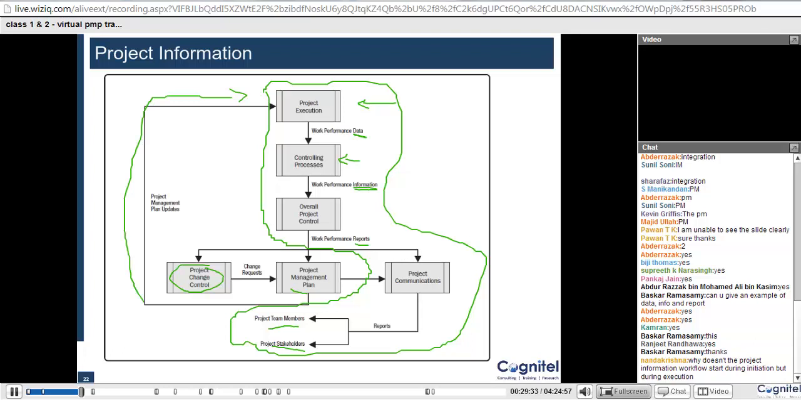So again, this change in the project management plan would generally be because of the work performance reports or the work performance information that you have looked at, and then you decide that okay, something is not going right or there is a better way of doing something, then you might want to change that. So that's what these two arrows are denoting here.